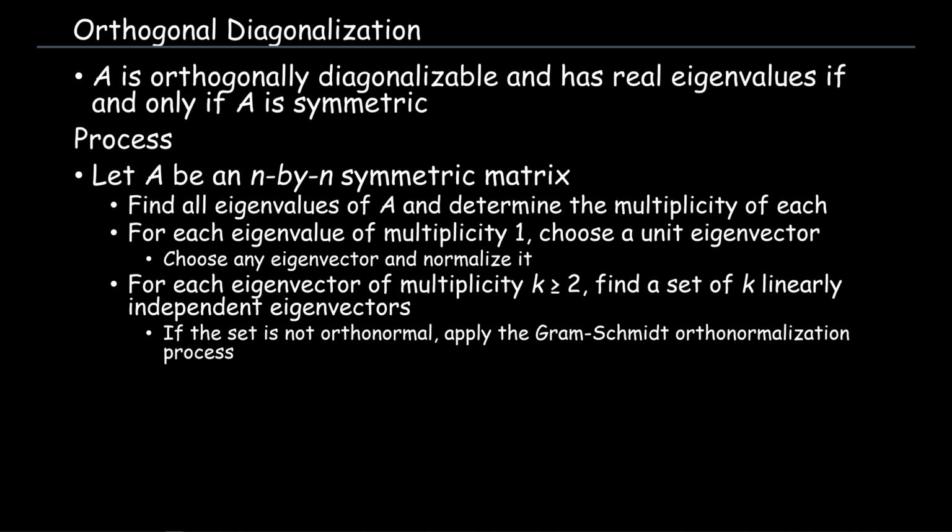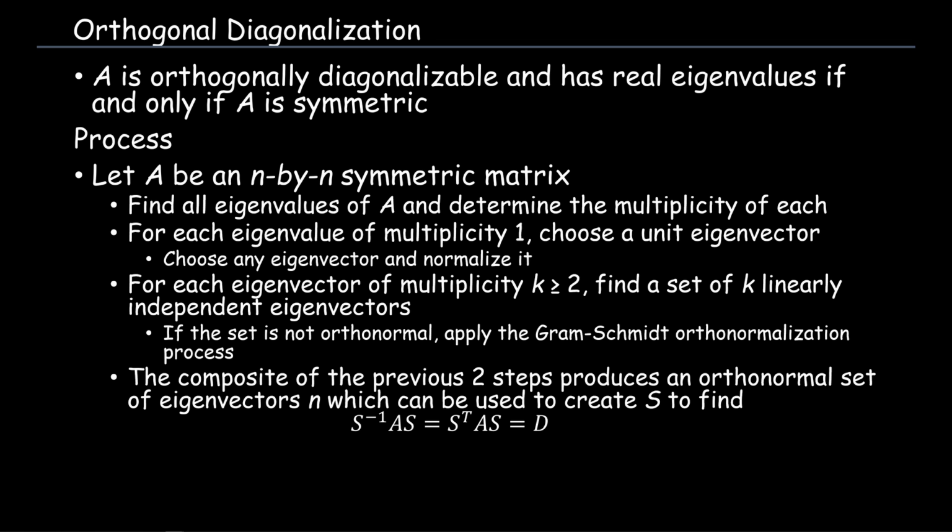Now the previous two steps will produce our orthonormal set of n eigenvectors, which can be used to create our invertible matrix S. That way we can find our diagonal matrix D that we all know and love, with the special equation S inverse A S equals D. But because we know that S is orthogonal, we can substitute the transpose of S for the inverse of S, and that will give us our diagonal matrix.